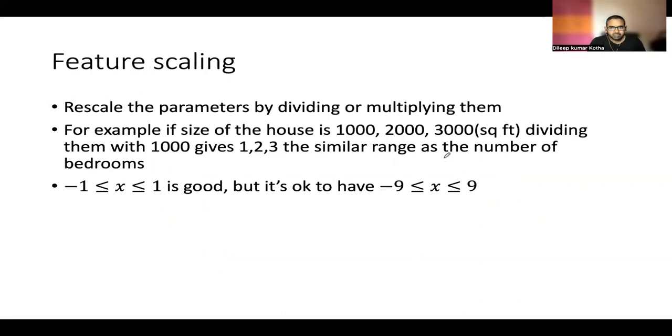So to reduce the parameters, there are two main techniques. The first one is called feature scaling, where we rescale the parameters by dividing or multiplying them. For example, if we have the size of the house as seen in the last slide in 1000, 2000, 3000, and if you want to reduce their size and have them in a similar range between 1 to 10 like number of bedrooms, we can just divide them by 1000.